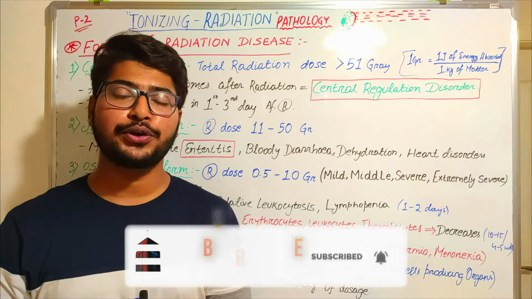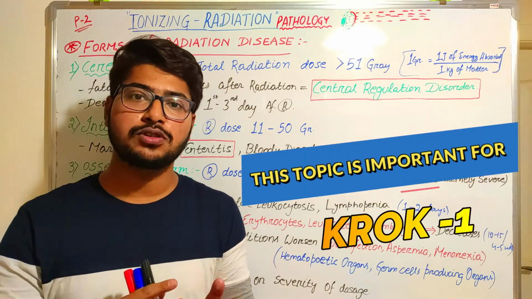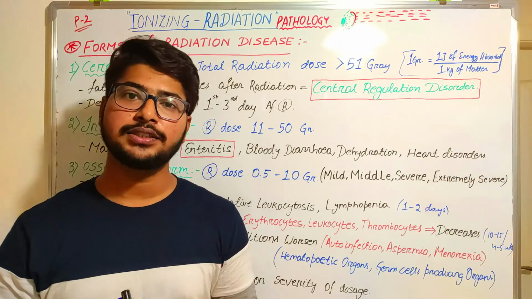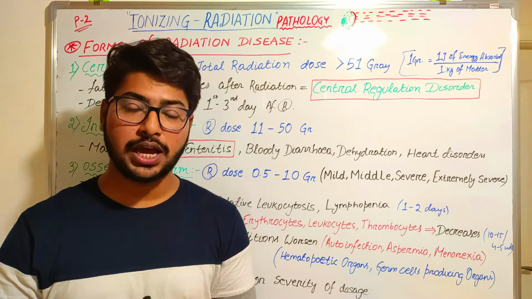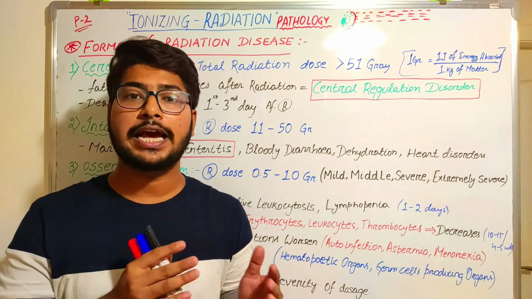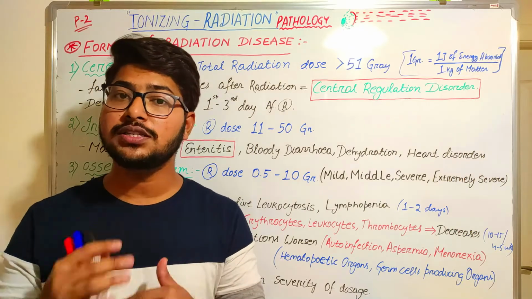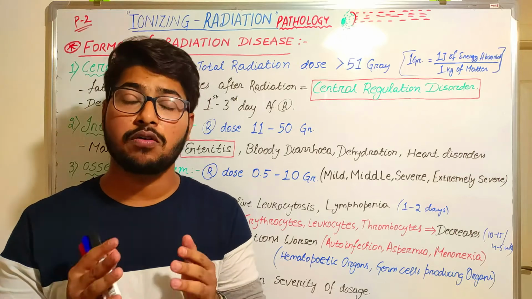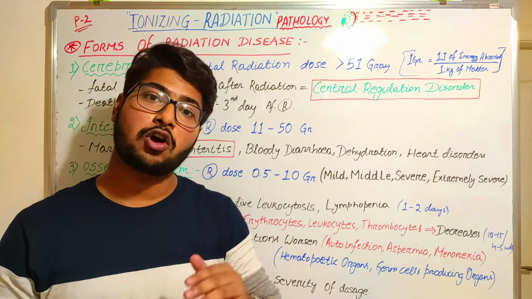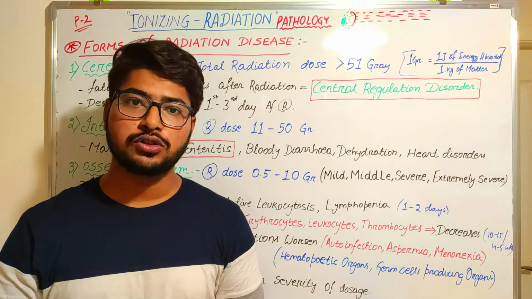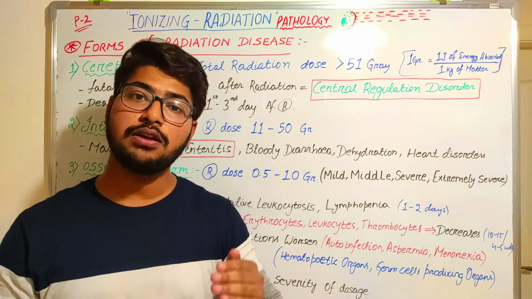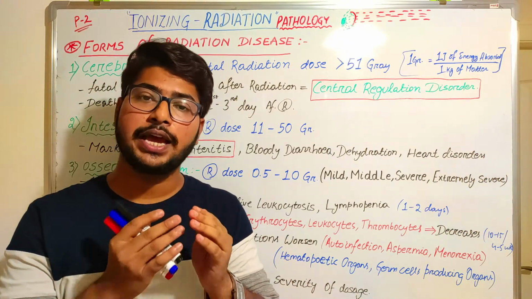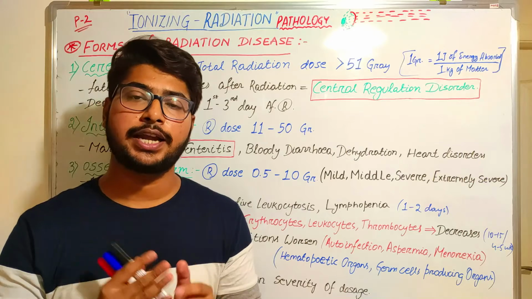In this video, we are going to describe different forms of radiation disease. In my previous video about ionizing radiation pathology, I have already discussed the different types of radiations and the theories of the mechanism of action in our body for causing pathological conditions. Now we are going to discuss the forms of radiation disease according to the doses given to a patient during diagnosis.